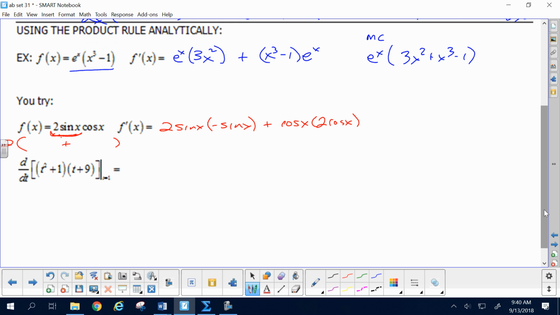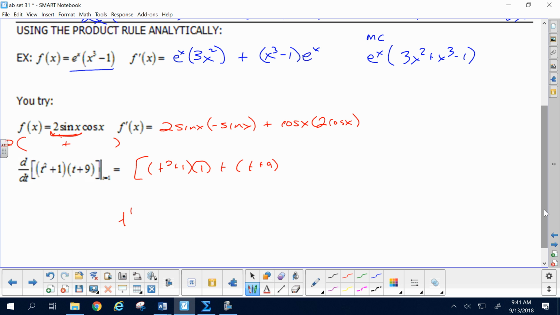All right. How about this one? This one actually has 2 steps. You first take the derivative, then you have to substitute in or evaluate. So take the derivative first. First stays the same, so what's your first term? T squared plus 1. Times the derivative of the second, what's the derivative of t plus 9? What's the derivative of t to the 1? Just 1. Plus, second stays the same.